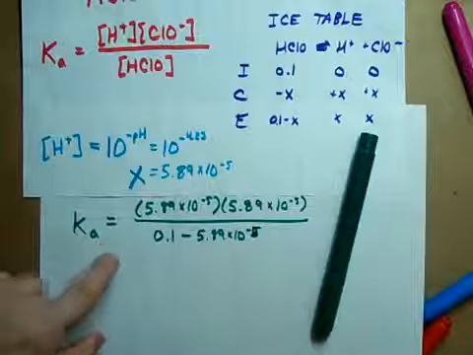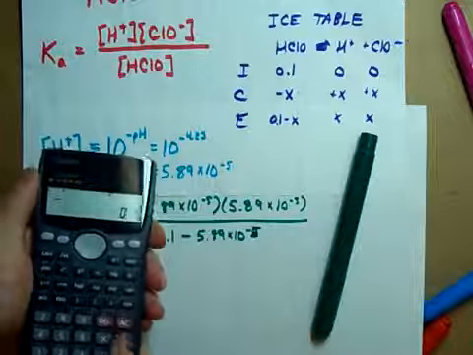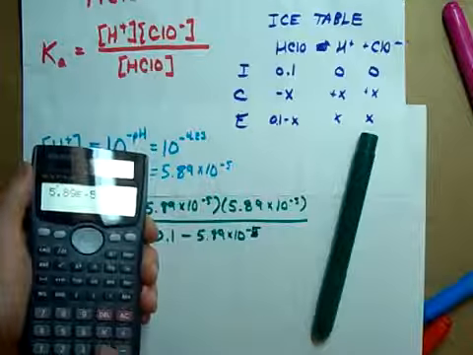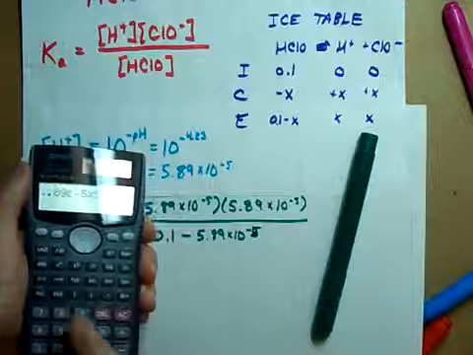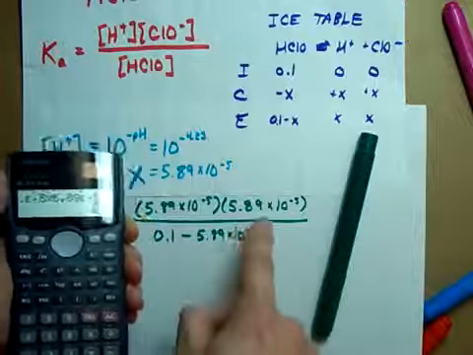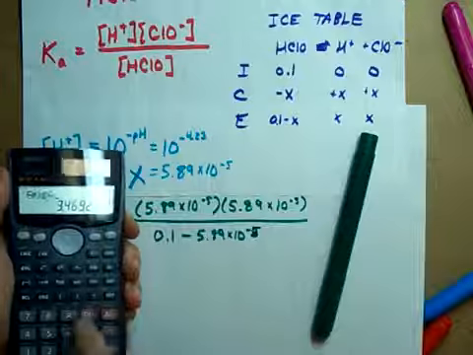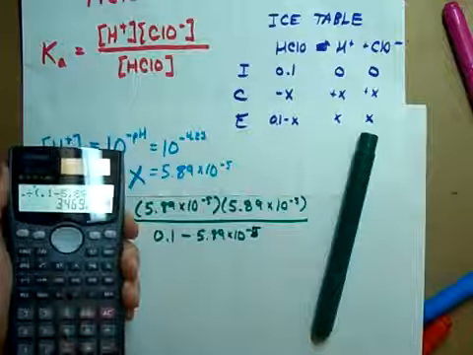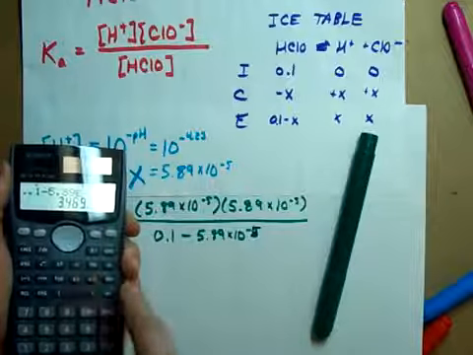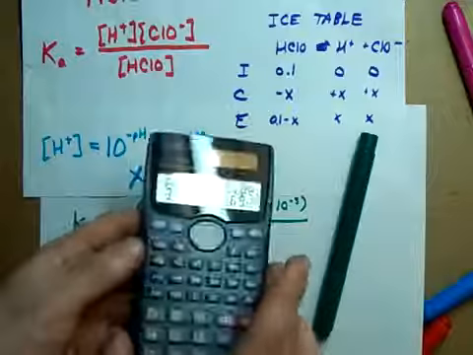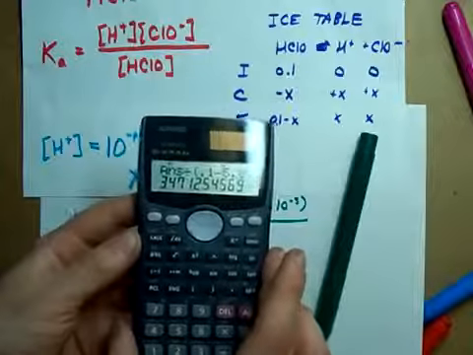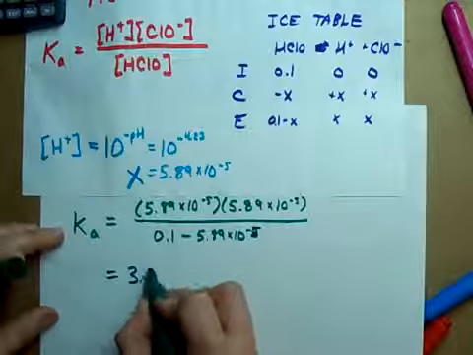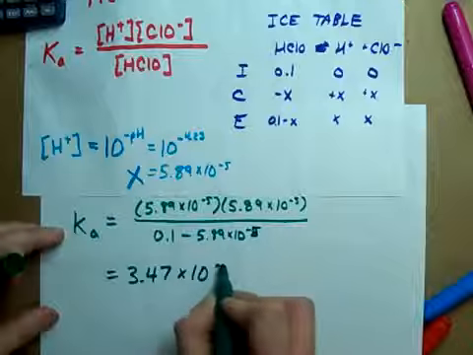But you know what? I'm going to type it in anyways. So, the Ka can be calculated by taking 5.89 times 10 to the power of negative 5 times 5.89 times 10 to the power of negative 5, divided by, and I'm going to put this whole thing in brackets, 0.1 minus 5.89 times 10 to the power of negative 5. And the bracket, done. I get 3.47 times 10 to the negative 8.